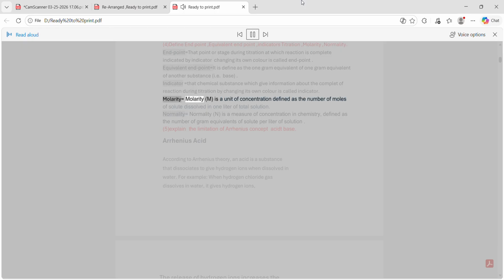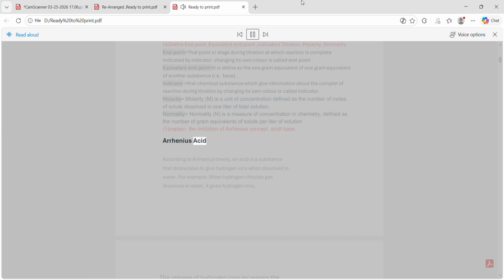Molarity equals molarity. M is a unit of concentration defined as the number of moles of solute dissolved in 1 liter of total solution. Normality equals normality. N is a measure of concentration in chemistry, defined as the number of gram equivalents of solute per liter of solution. 5. Explain the limitation of Arrhenius concept of acid base.